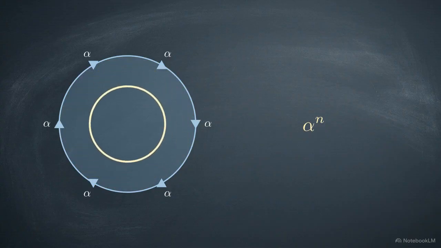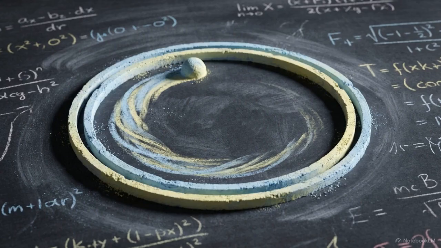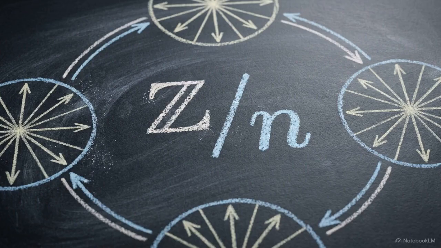Once again, because the interior of the disk is solid, that entire path around the boundary can be contracted down to a point. That means our word, alpha to the n, equals the identity element. We are left with a fundamental group that has only a single generator, and applying that generator n times brings us back to the start. That is the definition of the finite cyclic group of order n, or Z mod n.